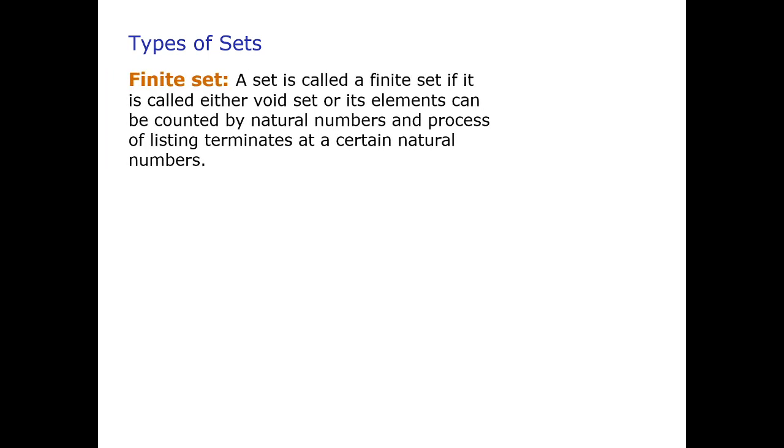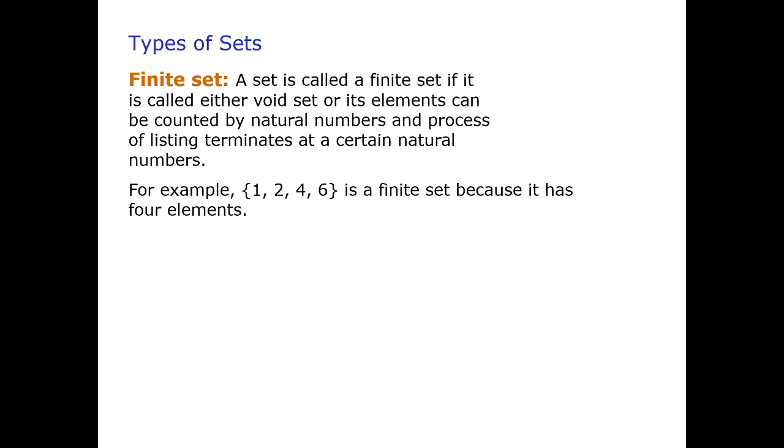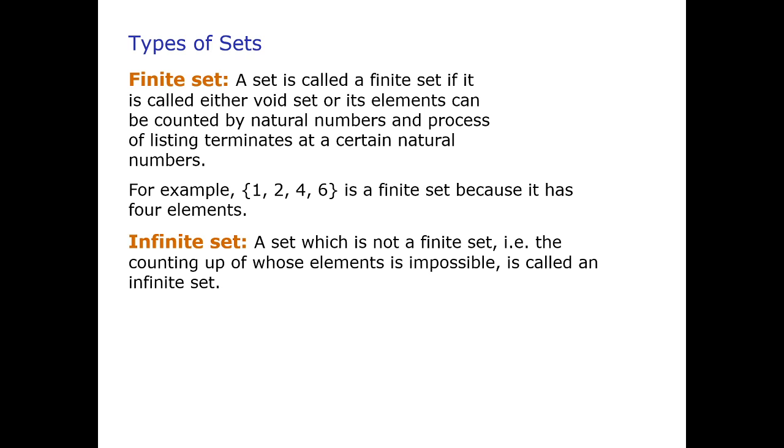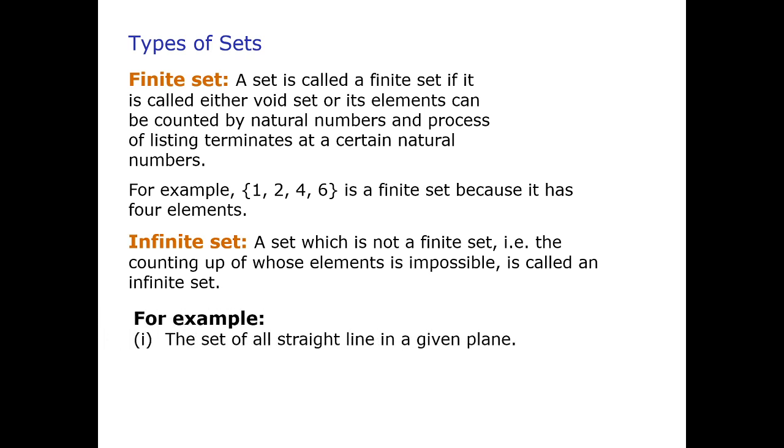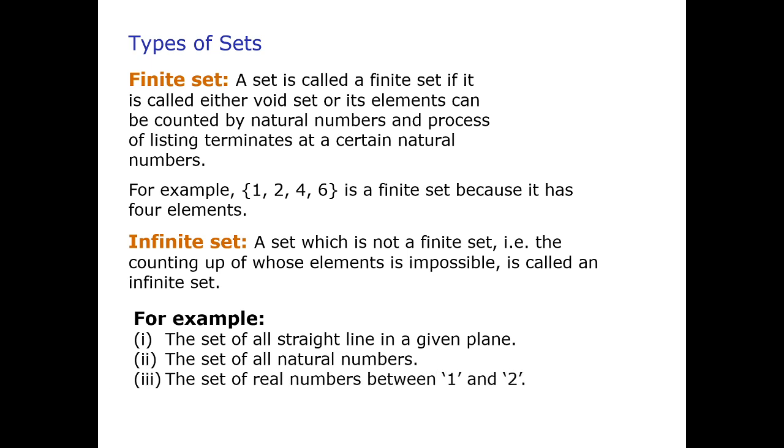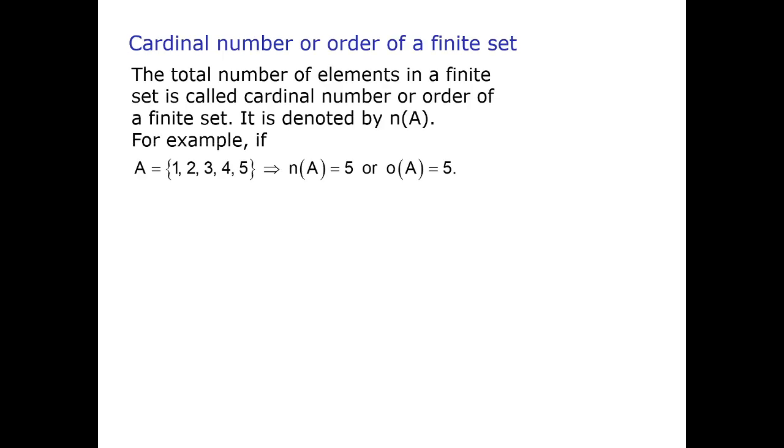Types of sets: finite set. A set is called finite if it is either a void set, void meaning null set, or its elements can be counted by a natural number and the process of listing terminates at a certain natural number. For example, {1, 2, 4, 6} is a finite set because it has 4 elements. A set which is not finite, that is, counting up to whose elements is impossible, is called an infinite set. For example, the set of all straight lines in a given plane, the set of all natural numbers, the set of real numbers between 1 and 2.